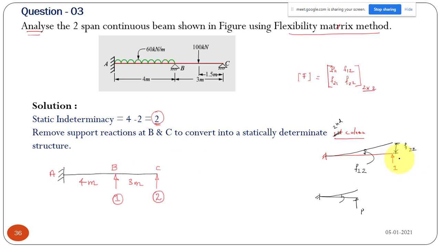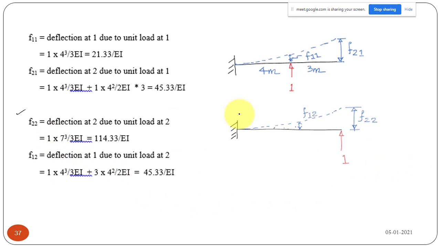F22 is equal to L cubed by 3 times EI, and F12 you can solve. It is a strength of material problem, you can get that easily.